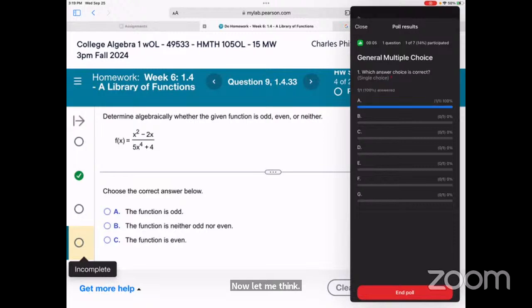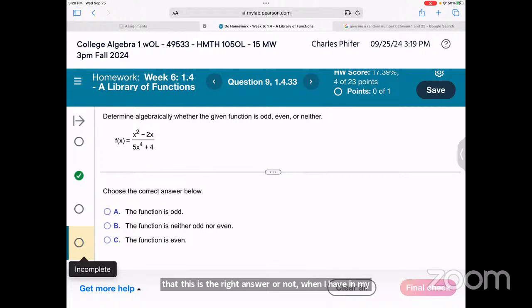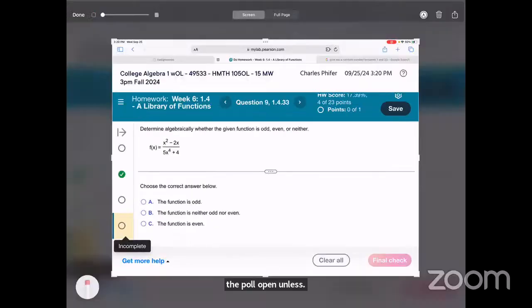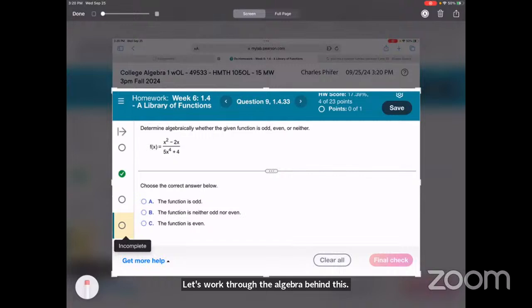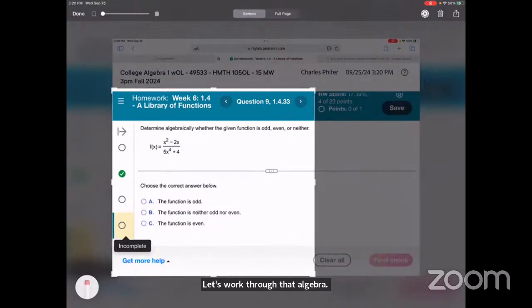Now let me think. I am going to make a choice. Okay, I see some people already submitting. I think it's this one just at first glance. I'm not saying that this is the right answer or not. I'm just saying at first glance, this is what I feel like it is. I'm going to leave the poll open. Let me get the copy and let's work through the algebra behind this.